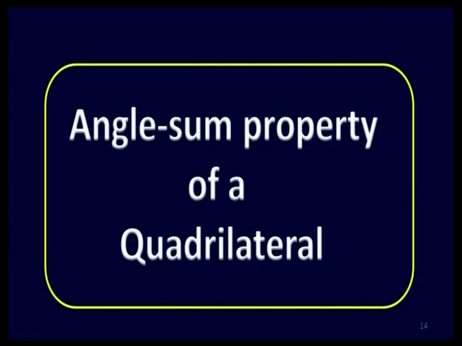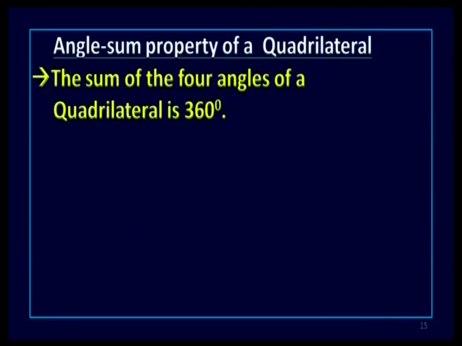Let us understand the angle sum property of a quadrilateral. The sum of 4 angles of a quadrilateral is 360 degrees. Children, you know that the sum of 3 angles in a triangle is 180 degrees. Sum of 4 angles of a quadrilateral will be 360 degrees.